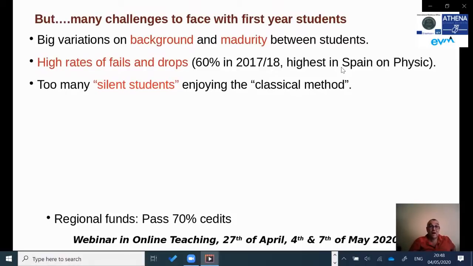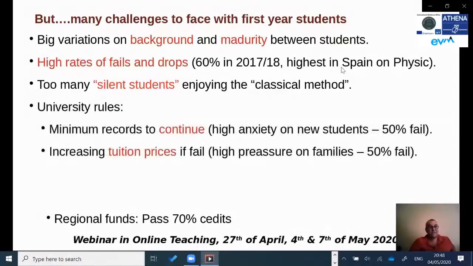We have first-year students with a big variation of background and maturity, high rates of fails and drops, and too many silent students. The university rules to keep in the studies, or the price of the tuition if they fail, generate a lot of anxiety and pressure on families.